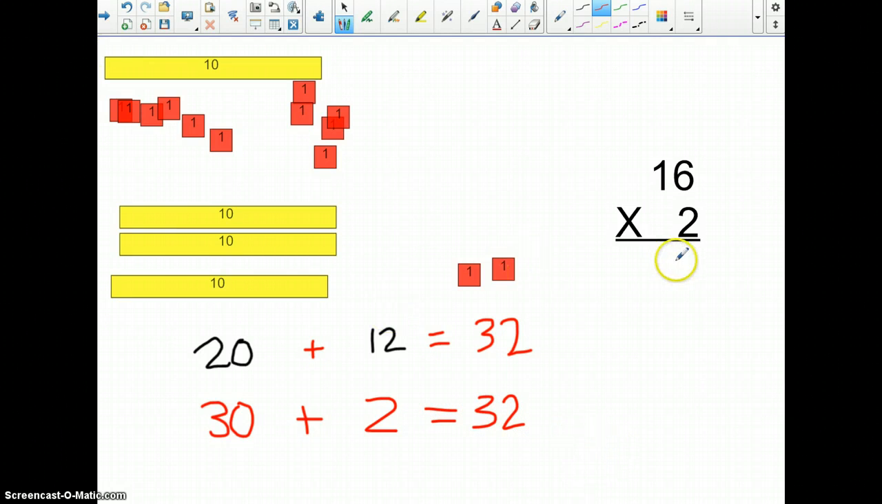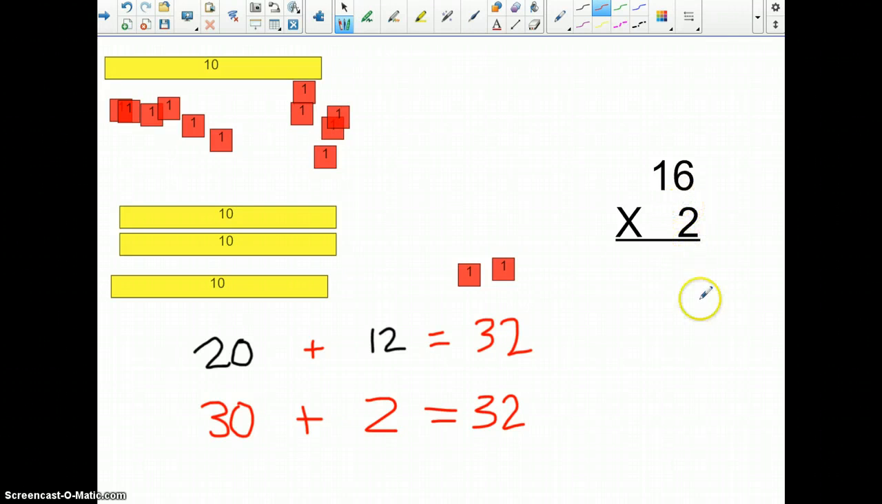Today what we're going to be doing is, instead of making our pictures and drawing that way and multiplying our tens first, we're going to multiply our ones first. You can do whatever way makes the most sense to you. You may do it any way you want. We're going to start right here today, and I'm just showing another way to do this.